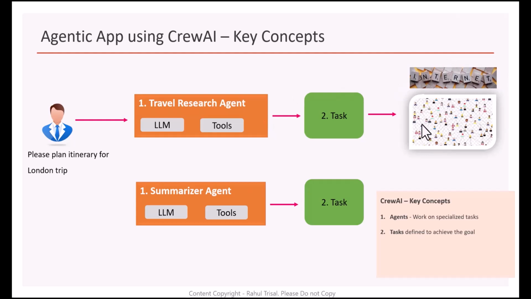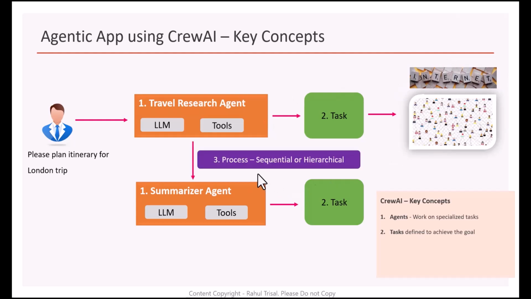Then the third key concept is process. It can be either sequential or hierarchical. And what does process do? It defines how the agents collaborate amongst each other. So in this case, you can see it's more of a sequential process that is followed. Once the user sends a request, the first agent processes it and researches the internet, and then it passes on that information to the second agent, and then that does some processing.